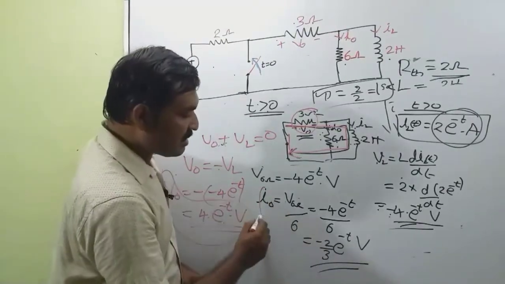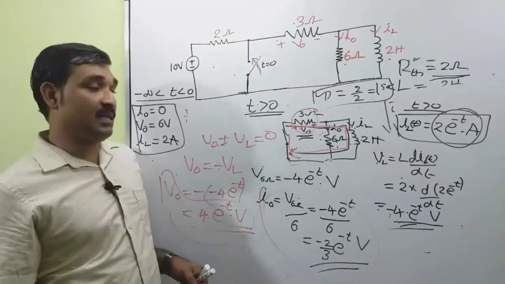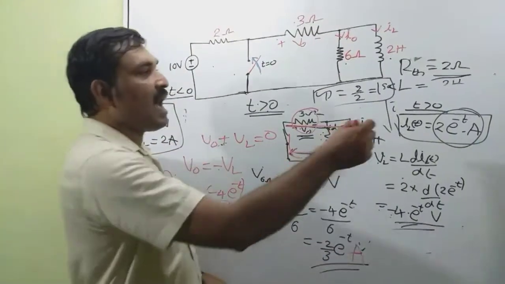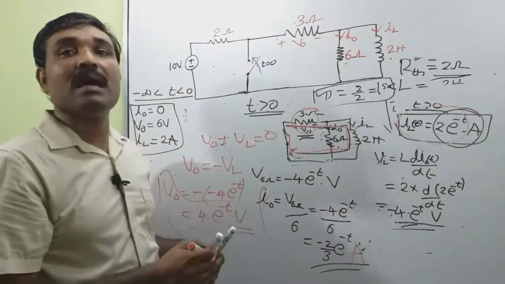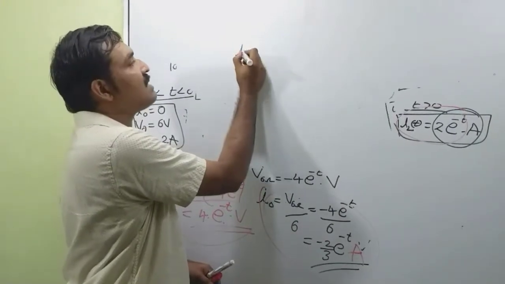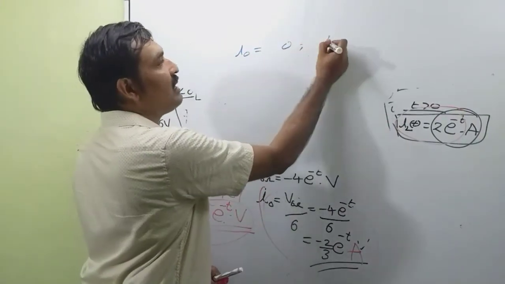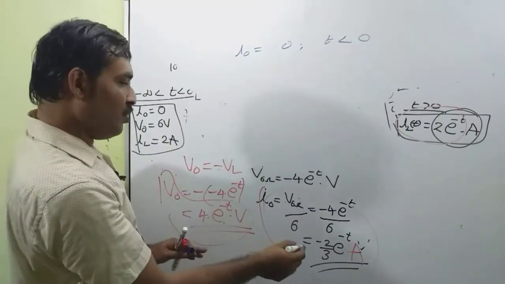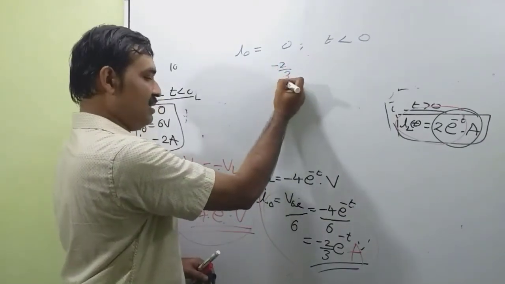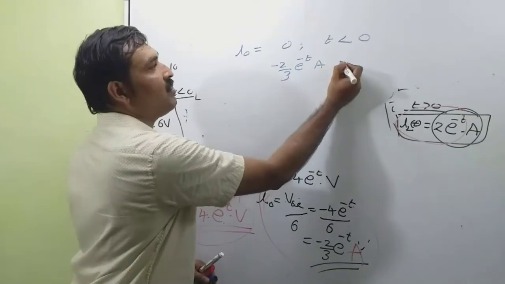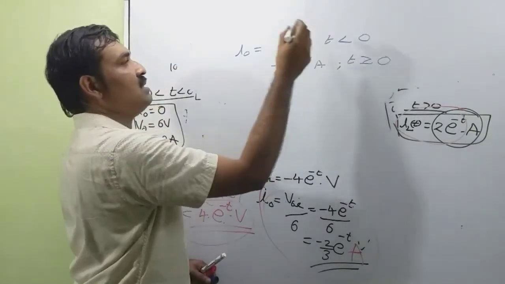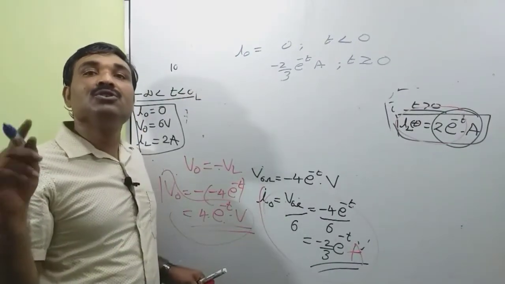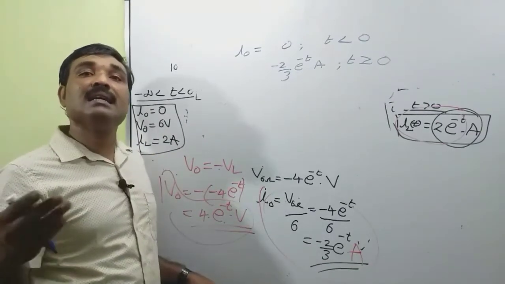For t greater than 0, the value of V0 is 4 into e raised to minus t volt. I0 is minus 2 by 3 into e raised to minus t ampere. IL is 2 into e raised to minus t ampere. So we can write I0 is equal to 0 for t less than 0 and I0 is equal to minus 2 by 3 into e raised to minus t ampere for t greater than or equal to 0. So this is the expression for I0 for all time, minus infinity less than t less than infinity.